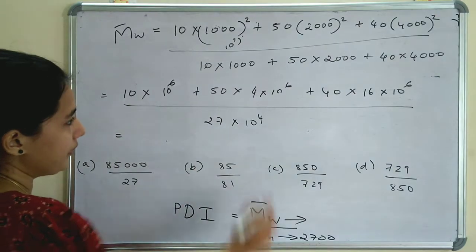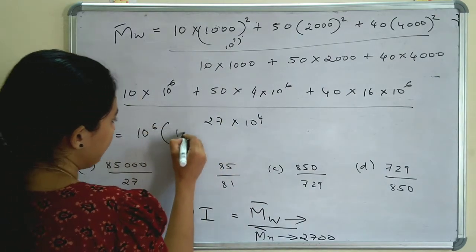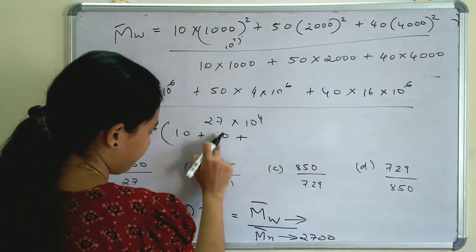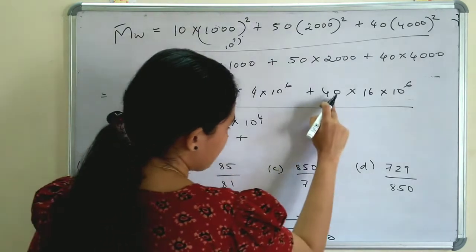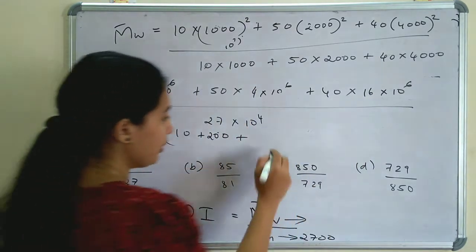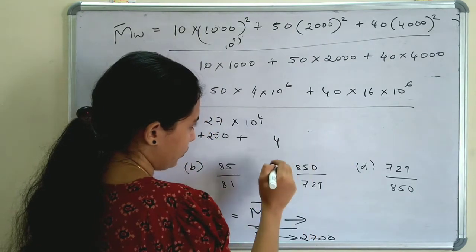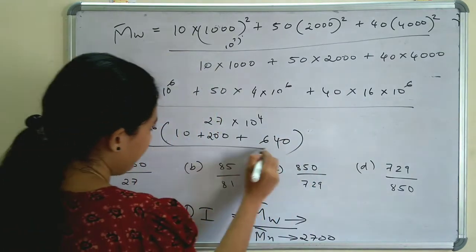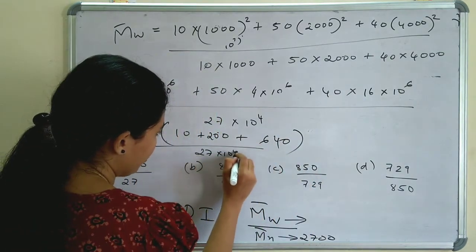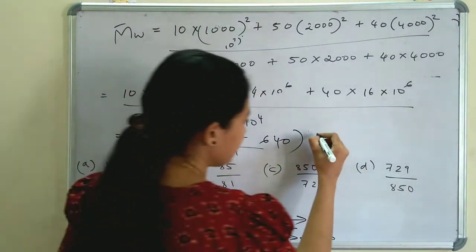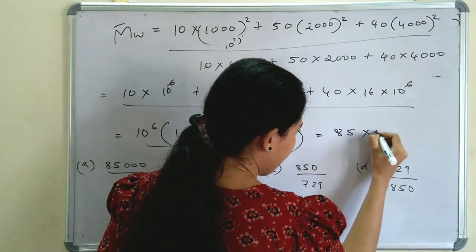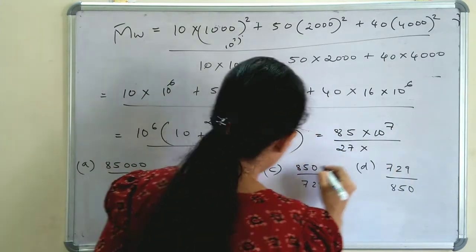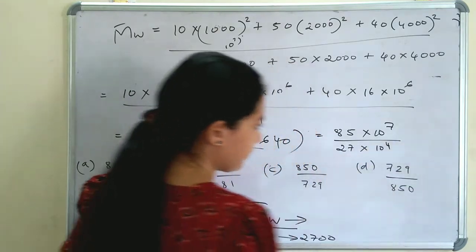So solving this, 10 raised to 6 common, 10 plus 50 into 4, 5 fours are 20, so 200, plus 16 into 4, which is 64, giving 640 divided by 27 into 10 raised to 4. Solving this, you will get 85 into 10 raised to 7 divided by 27 into 10 raised to 4.